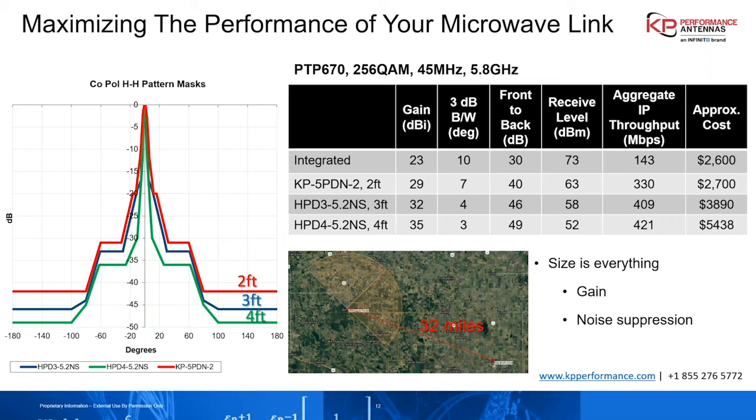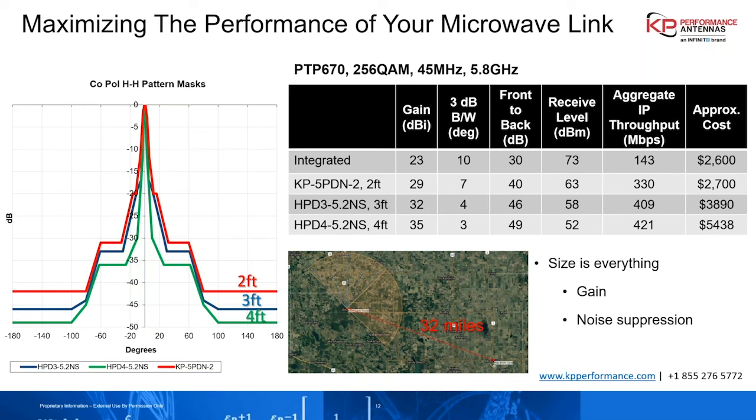So on the backhaul side, let's say you decide to just start with a small integrated panel, and you're able to get a low modulation rate, maybe 140 megabits per second throughput, and that costs $2,600. Now, you could just go and upgrade to an external dish, so a connectorized radio with a 2 foot antenna, the KP 2 foot antenna here. And you can see here that the gain is about 7 dBi higher, and it allows you to get your receive levels that much more above the noise floor, so your throughput more than doubles, but you only ended up paying an extra $100 in cost, which is quite a significant return for that little investment.